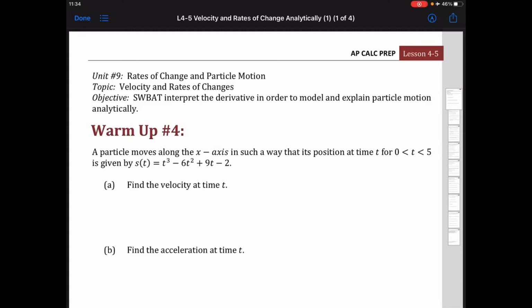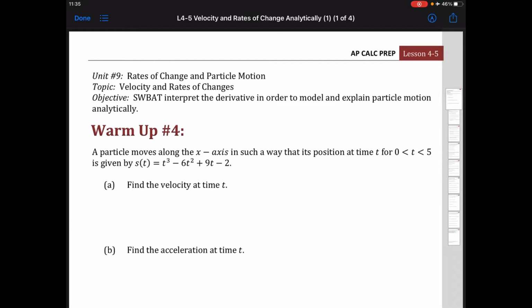Hey guys, welcome to Unit 9, Lesson 4. Our topic today is velocities and rates of change. In this lesson, we are going to be interpreting particle motion problems given an equation instead of graphs.